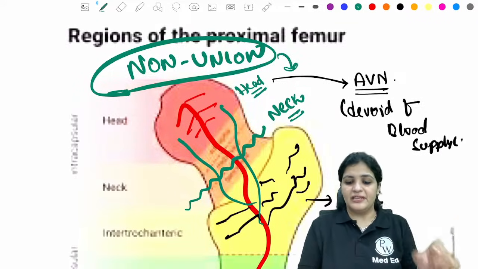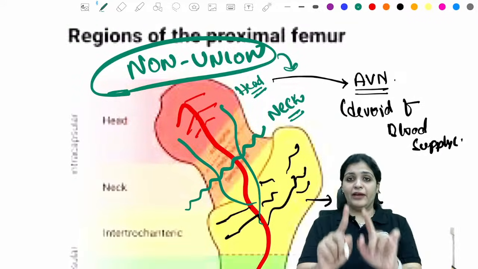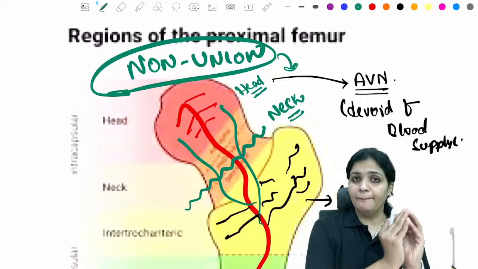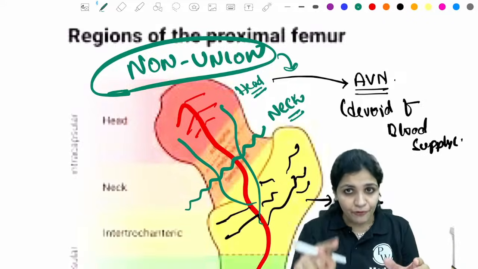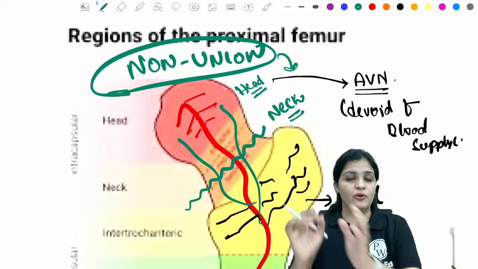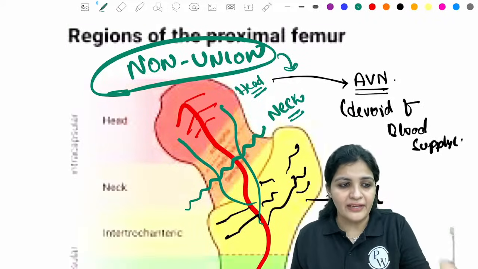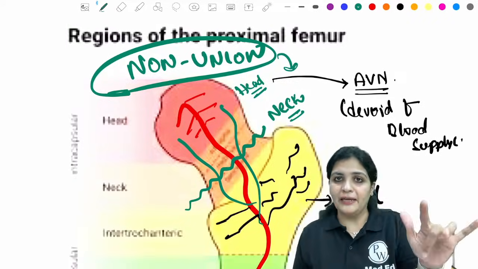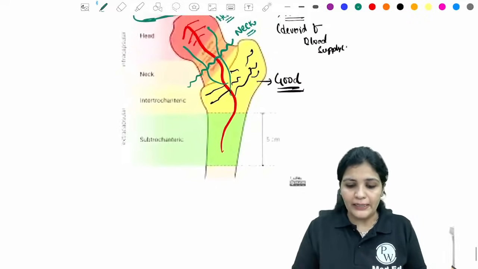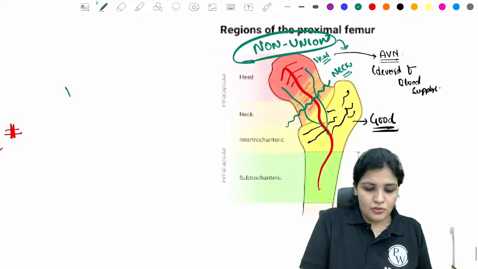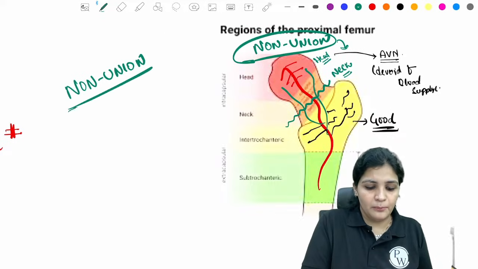So whenever there is an IC fracture, you have to be very careful because this might land up in non-union. Whenever there is a scaphoid fracture, you have to be very careful because that might land up in non-union. Can you name one more bone in the lower limb where you have to be very careful because that also lands up in non-union? So whenever somebody is telling you about non-union, remember there are three important bones.